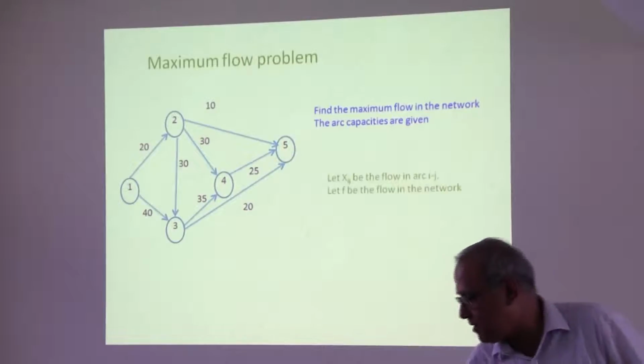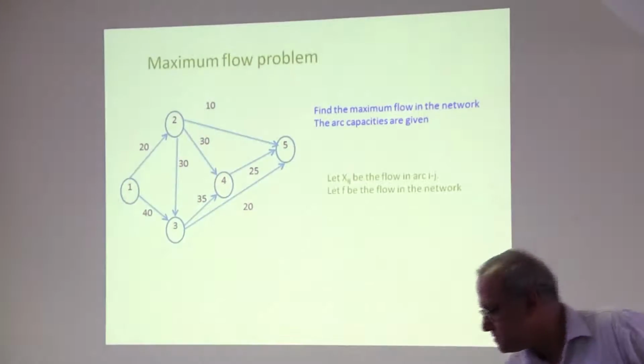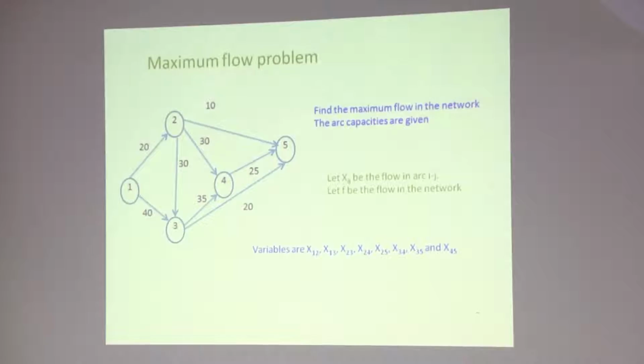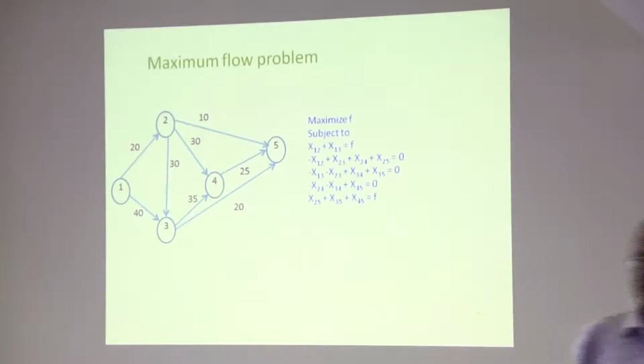I solve it as an OR problem by saying let xij be the flow in arc ij. So x12 is the flow in arc 1 to 2, x23 is the flow in arc 2 to 3, and so on. So there are 8 arcs and there are 8 variables. Each arc represents a variable. This is a flow. Let f be the maximum flow or flow in the network. So obviously I want the maximum flow, so maximize f. Variables are the 8 variables given here, x12, x13, x23, and so on. So I formulate a linear programming problem: maximize f.